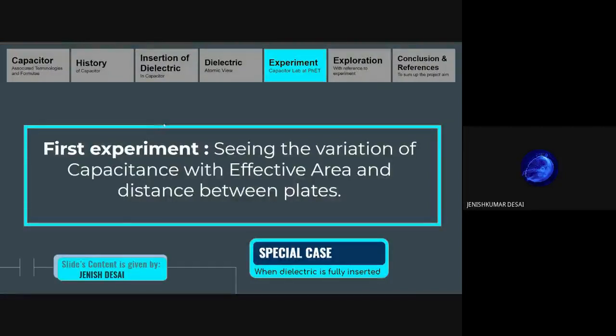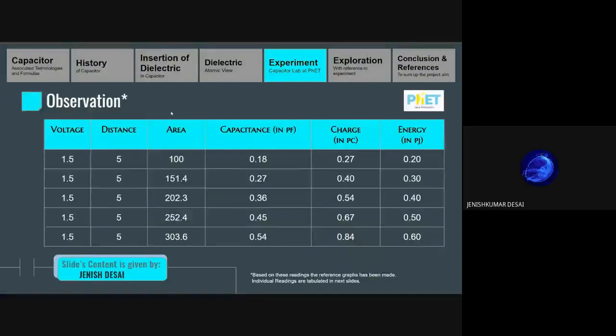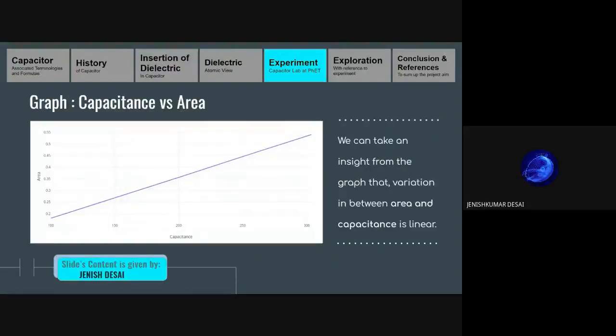First experiment: seeing the variation of capacitance with effective area and distance between plates, and the special case when the dielectric is fully inserted. Observation: in this observation table, we keep voltage constant and also distance constant. We vary the area and we get variation in capacitance, charge and energy. We will show the graphs of variation with respect to area. First, capacitance versus area.